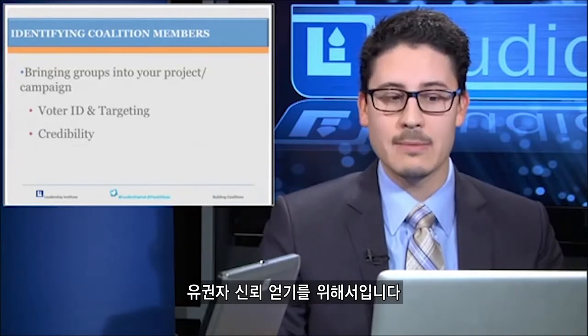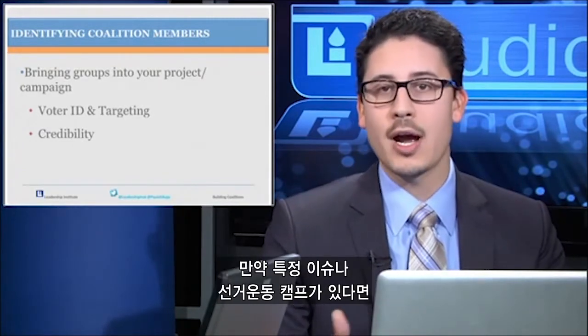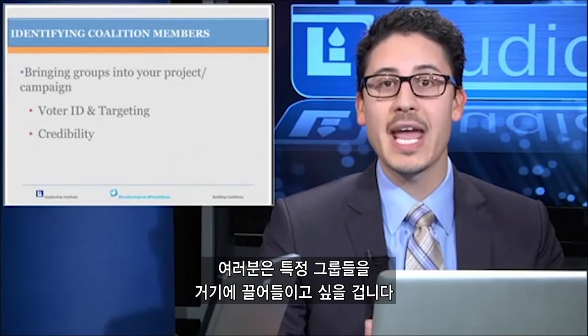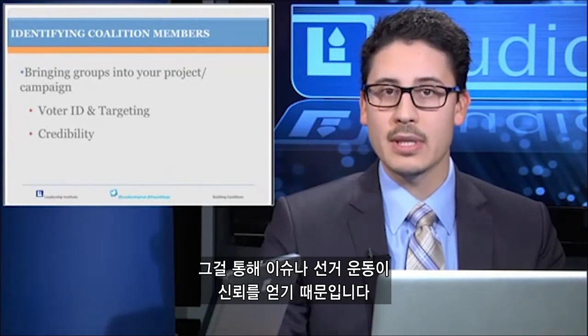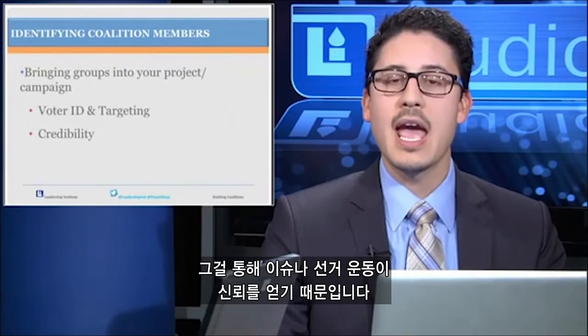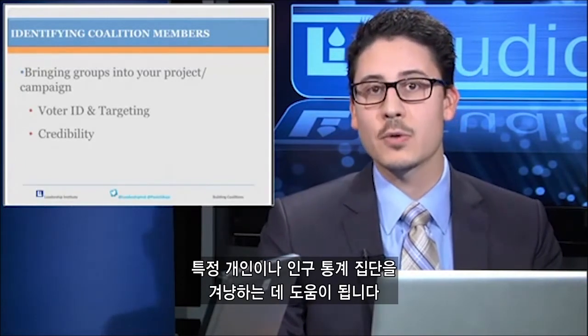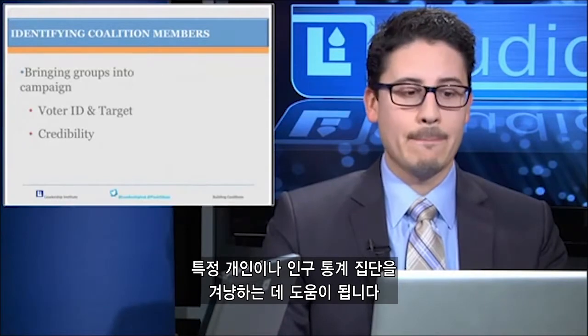So first and foremost, the whole purpose of coalitions for the most part is for voter identification and targeting, as well as credibility. We want to bring groups into your project, if it's an issue project, or your campaign. Because by doing so, as I stated, it brings credibility if your campaign lacks credibility, and it helps you target specific individuals or demographics in your campaign.